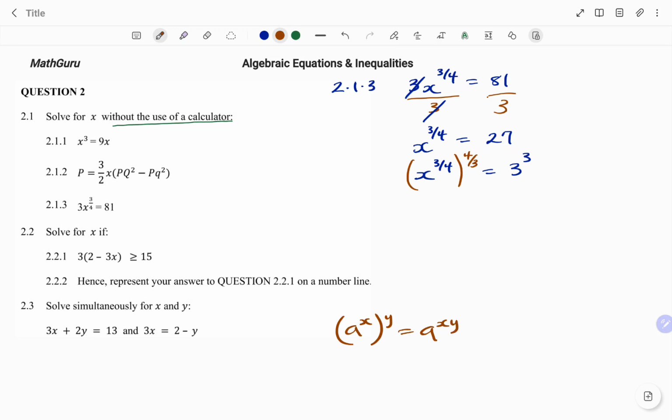So therefore, raising both sides of the equation to the power of 4 over 3 will cancel out the exponents of x and make it 1. So 3 over 4 times 4 over 3 is 1. Therefore, x equals 3 times 4 over 3, the 3 and 3 give 1, so 3 to the power of 4. Therefore, the value of x equals 3 to the power of 4, that's 3 times 3 times 3 times 3, which is 81.